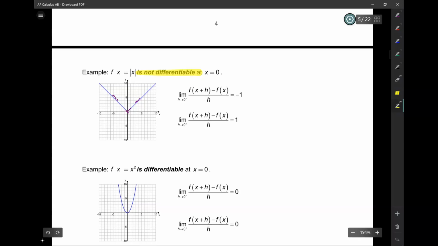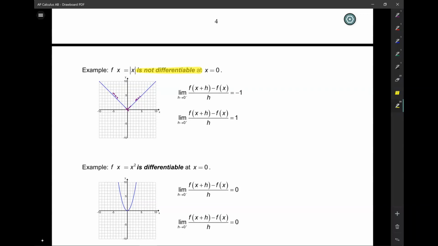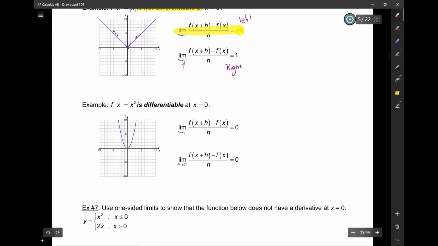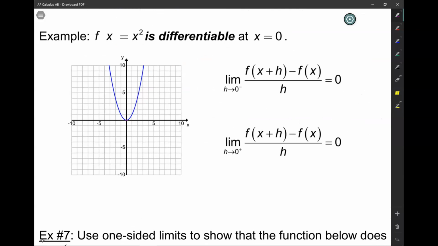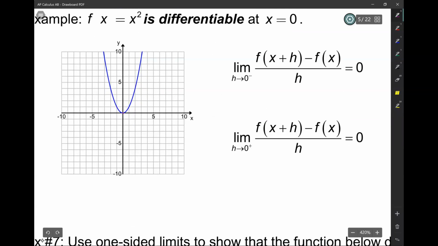Using calculus notation, here's how we write it. We say the limit as h approaches 0 from the negative side of f of x plus h minus f of x is negative 1, so that's the left-sided limit. And the right-sided limit is positive 1. And we say because the left and right derivatives are not the same, then it's not continuous at x equals 0. As opposed to this function, f of x equals x squared.